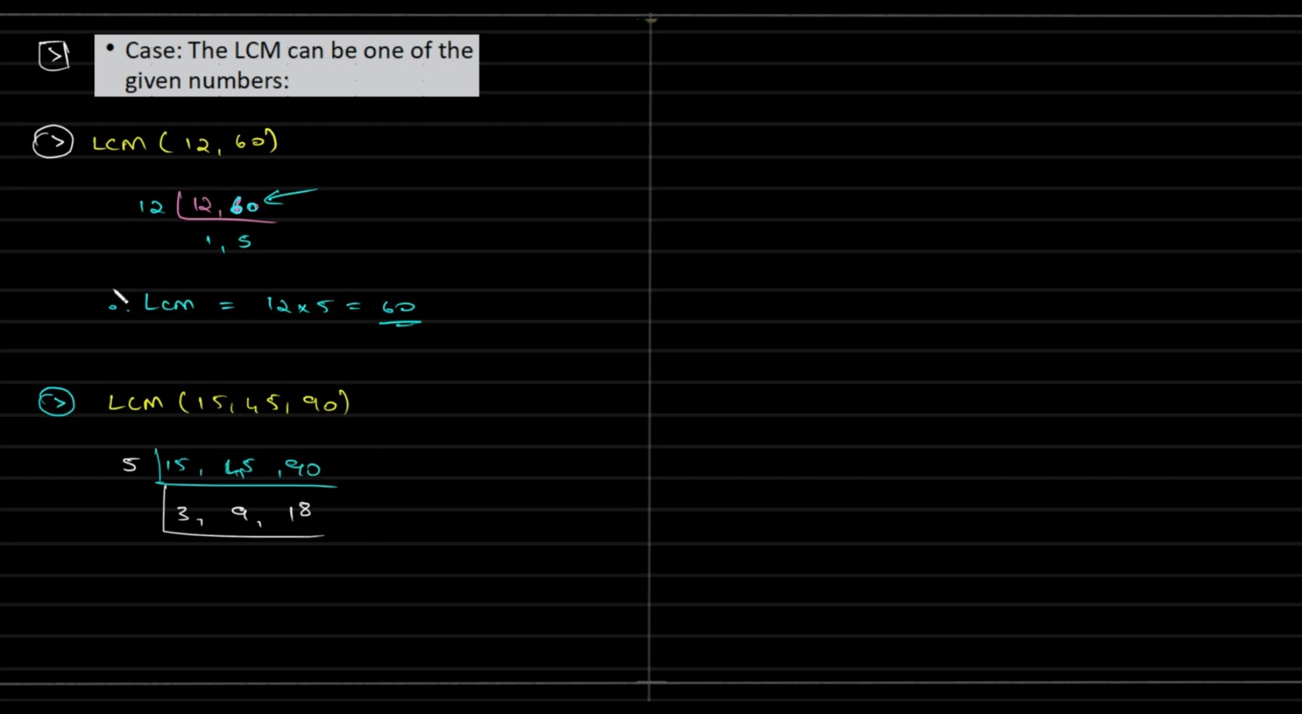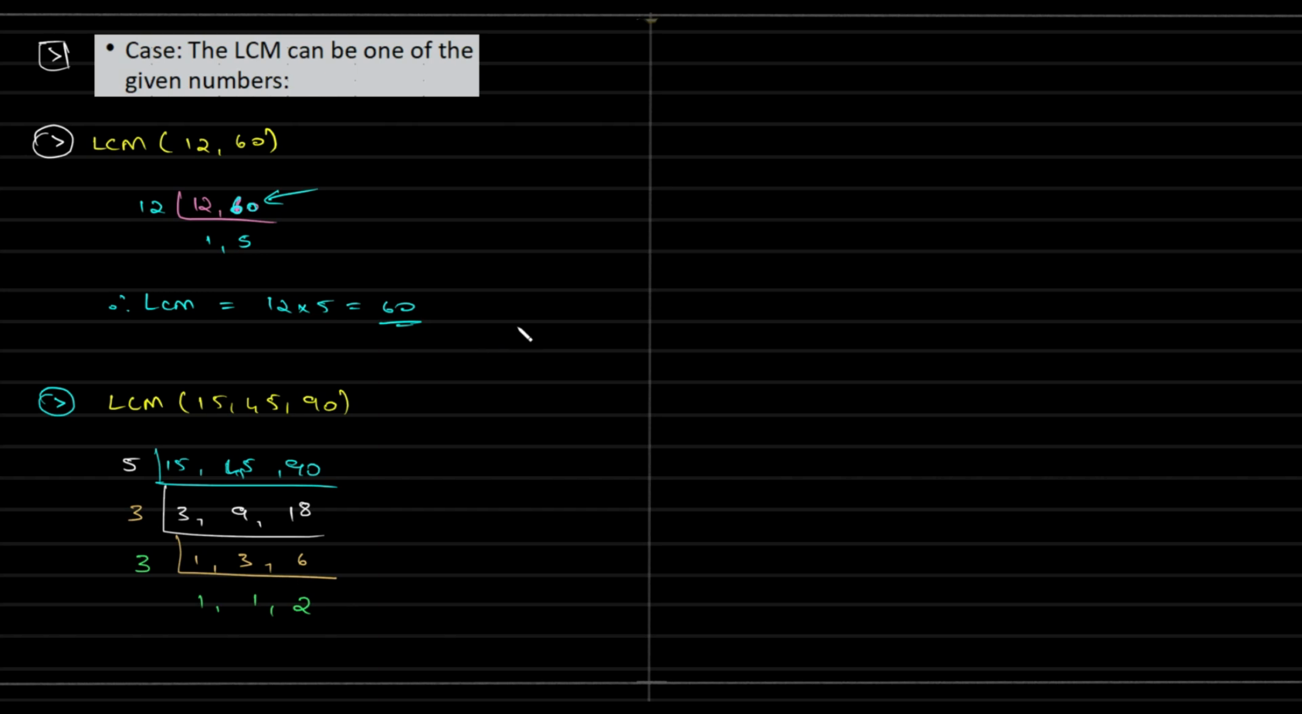No. 3, 9 and 18 have 3 as common. So 3: 3 3s are 9, 3 6s are 18. Should we stop over here? No. 3 and 6 still have something common. So you have to end only when the numbers are co-prime between themselves as well.